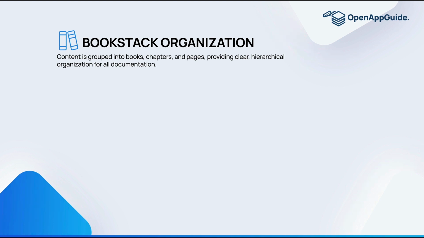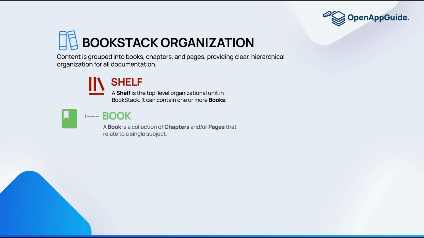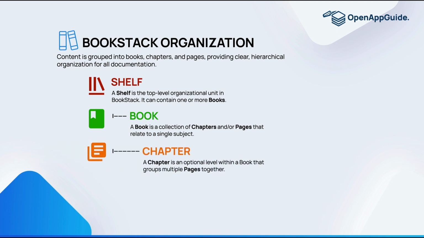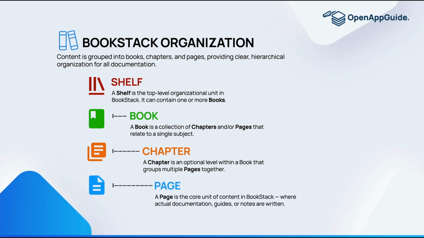BookStack, as the name might imply, is based on the concept of a library. The structure is baked into the application and cannot be changed. The top level of organization in BookStack is the shelf. Each shelf can contain one or more books. Books are a collection of chapters or pages that relate to a single subject. Chapters are an optional organizational level within a book that can group multiple pages together. And then lastly, you have pages, which is the core unit of BookStack where all the documentation, guides, and notes are written.